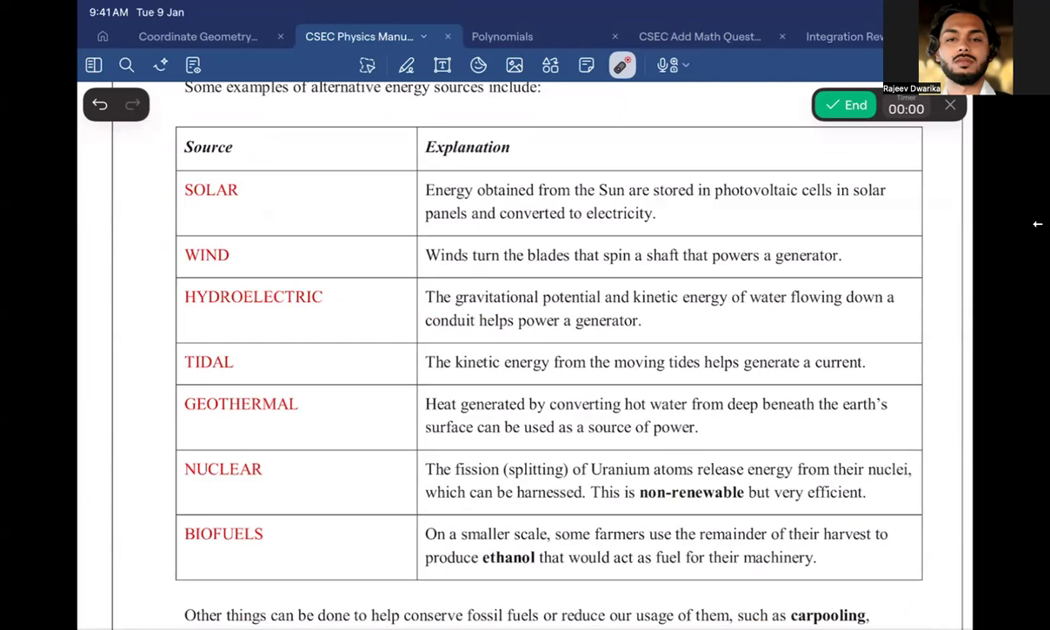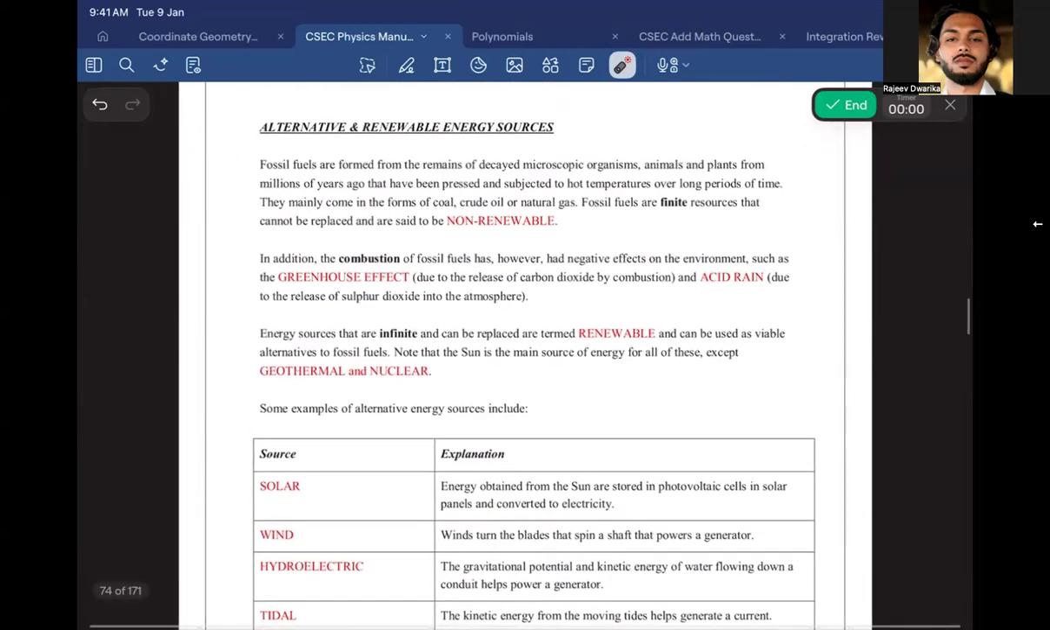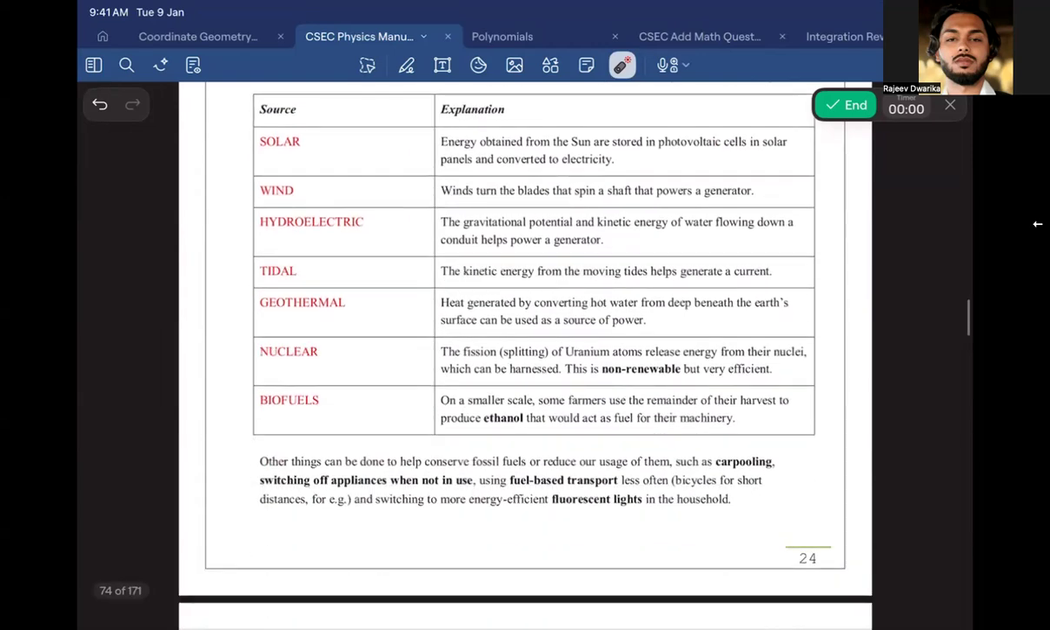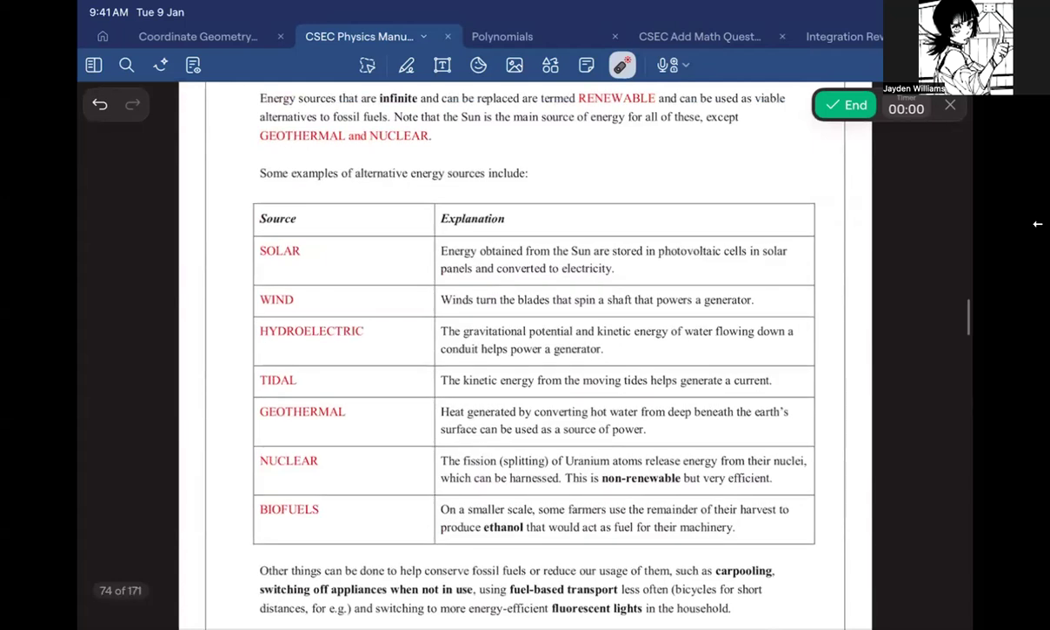Great. All these are sources, and they could ask you this. I've seen them ask students before, under the energy section, state some sources of renewable energy. So you had to know that. Some free marks, basically.